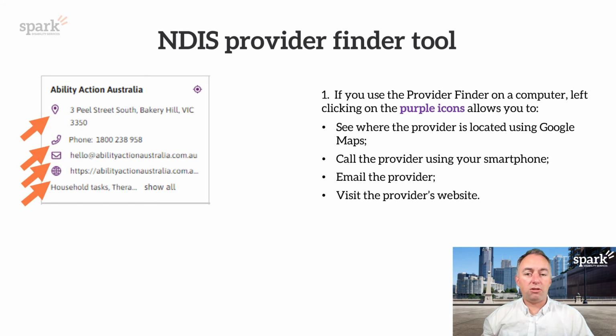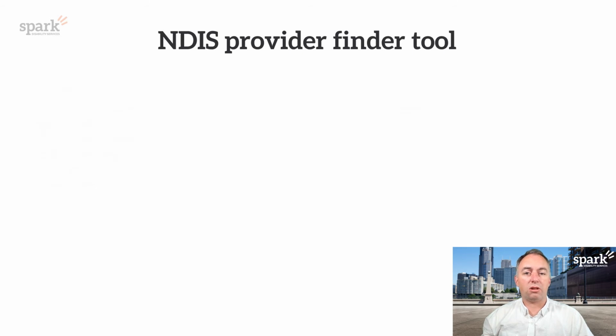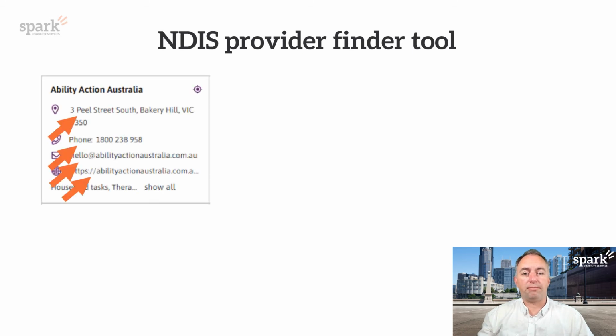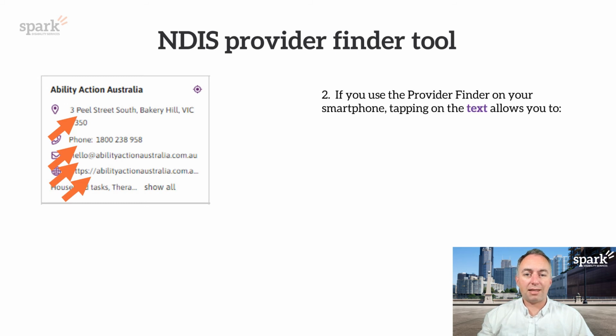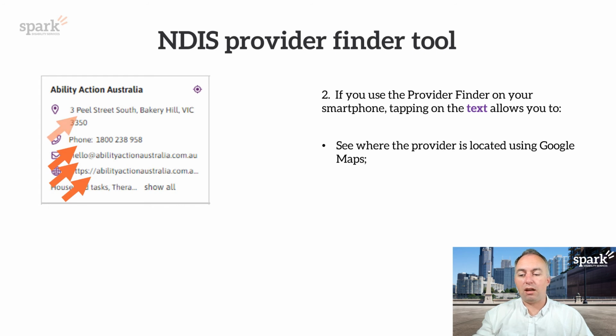You don't have to use a computer, though, to access the Provider Finder tool. You can also use your smartphone. Now, if you choose to do that, rather than tapping on those little purple pictures, the icons, you can tap on the text from the provider's contact details. And again, if you tap on their street address, that will show you the provider's address and where they're located in Google Maps.